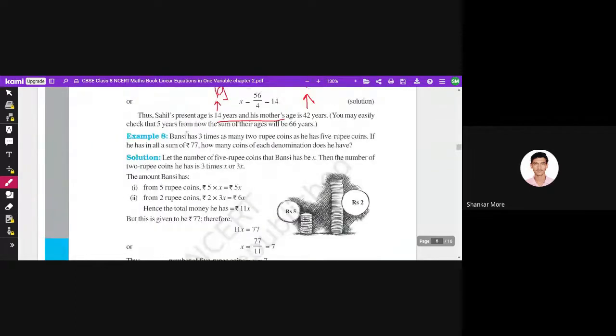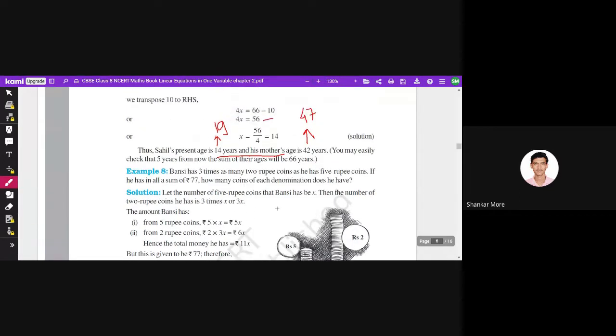Now, students, we are going to take this last example for today, and we are going to wrap up today's class. Okay. So Bansi has 3 times as many 2 rupee coins as he has 5 rupee coins. If he has in all a sum of 77, how many coins of each denomination does he have? Now read that question again. Keep this practice. You need to read question twice.